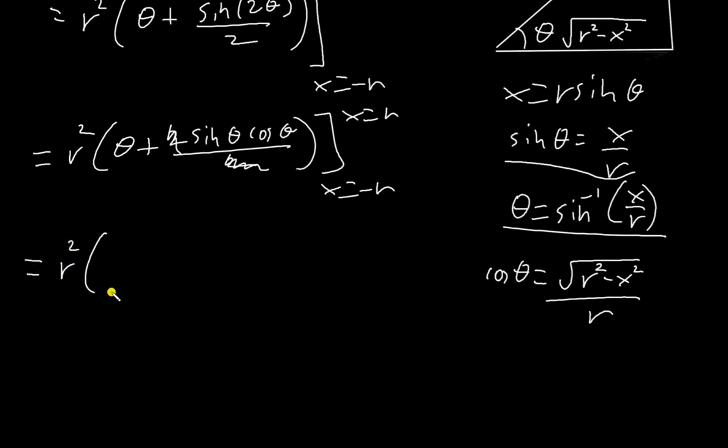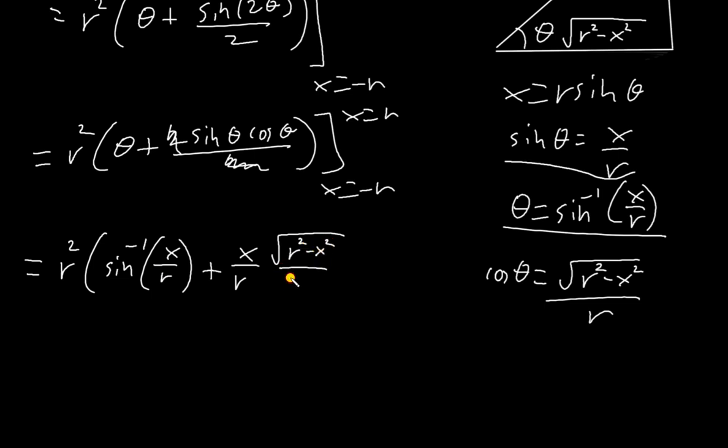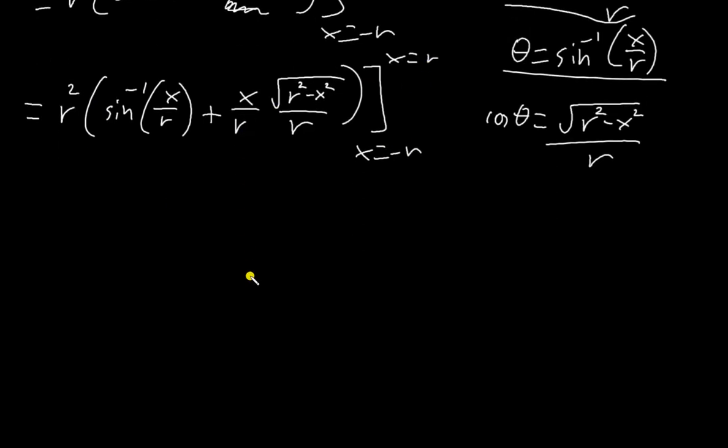So r squared times theta, which is the inverse sine of x over r, plus sine theta cosine theta. So sine theta is x over r, and then cosine theta is square root r squared minus x squared over r. Okay, so this is my expression now in terms of just x's and r's, as you can see, and x is the only variable here because, again, remember r is a constant. And this is going from x equals negative r to x equals positive r. So this is pretty much going to be our ticket to the answer.